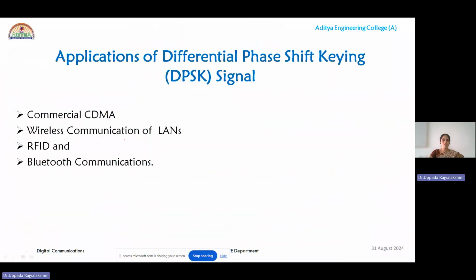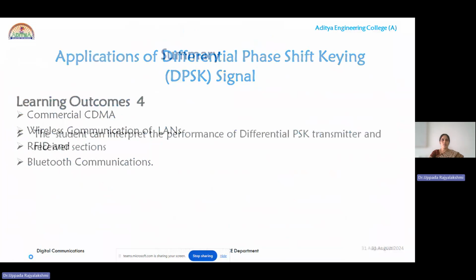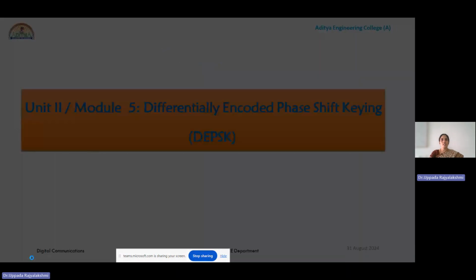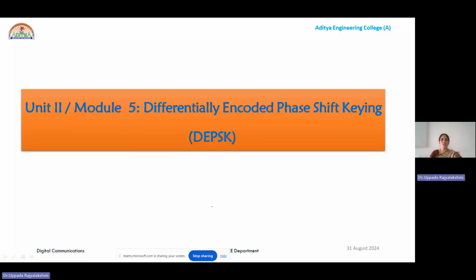Coming to the applications, they are similar to BPSK, that is, in radio frequency ID tags, Bluetooth communications, wireless LAN networking, or commercial code division multiple access. We can use differential PSK. I think in this module we have learned the performance of the differential PSK transmitter and receiver sections. In the next module, we can discuss differentially encoded PSK.